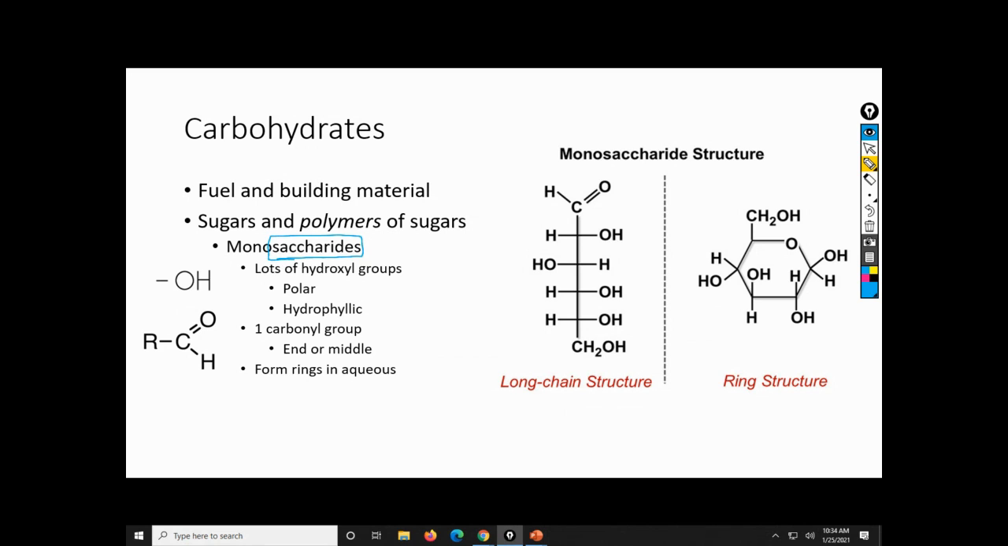Okay. The dreaded double C. Saccharide is just a fancy word that literally means sugar. So this word is associated with carbohydrates because carbohydrates are sugars. So when I say monosaccharides, I'm saying this is a single sugar.